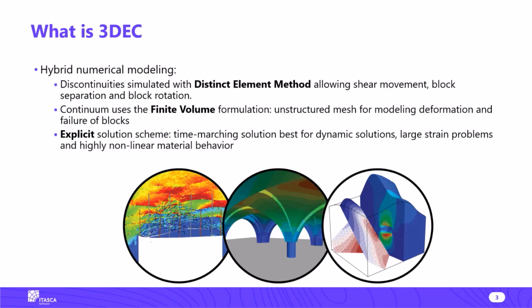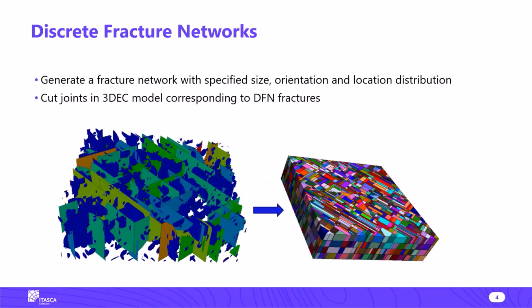Now, 3DEC has a lot of interesting features, and I certainly won't talk about them all. But there are a few things I should just highlight before we get into the webinar, because these are the things that you will see in a moment. Number one is that we have the ability to create discrete fracture networks. So you can specify a size distribution, a position distribution, and an orientation distribution, and generate a network of fractures.